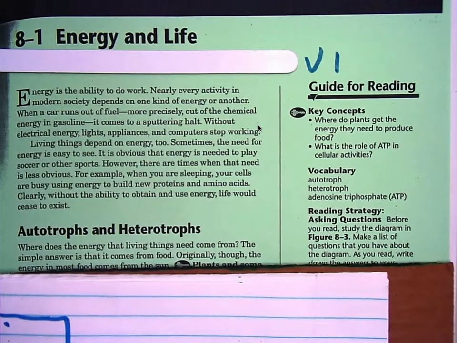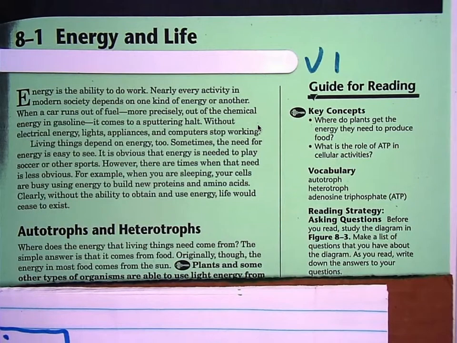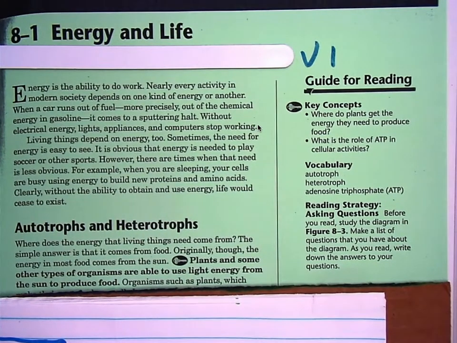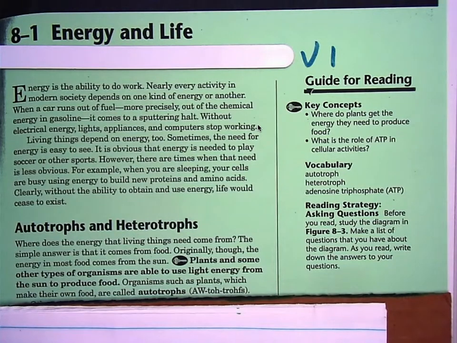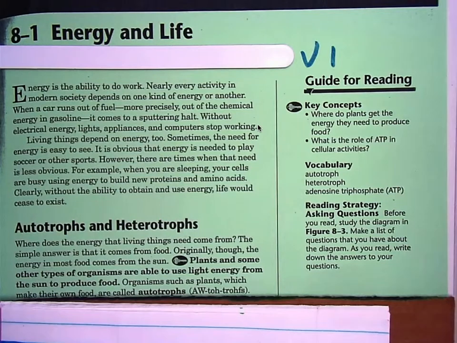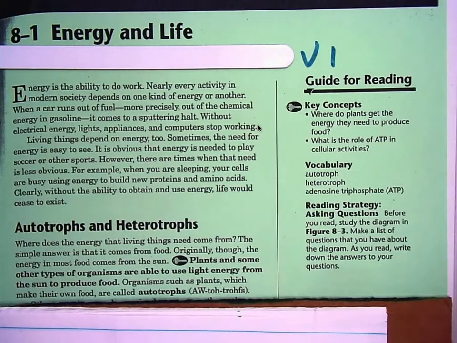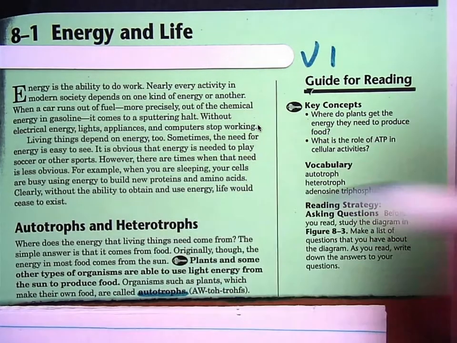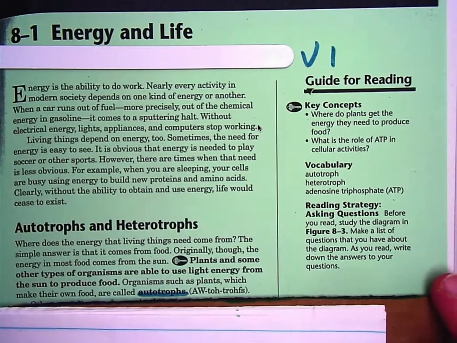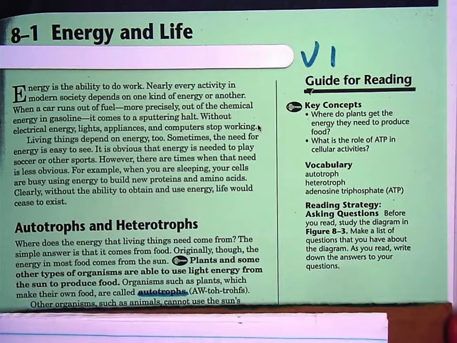Plants and some other types of organisms are able to use light from the sun to produce food. Organisms such as plants, which make their own food, are called autotrophs. Auto, does that make sense? Check it out. Autotroph, vocab word. The word auto means by itself. Automatic. Automobile. Auto, self, mobile, to move. Moves by itself. Doesn't need a horse. Wow, that makes sense. Autotrophs. Troph means food, so that must mean it makes its own food.